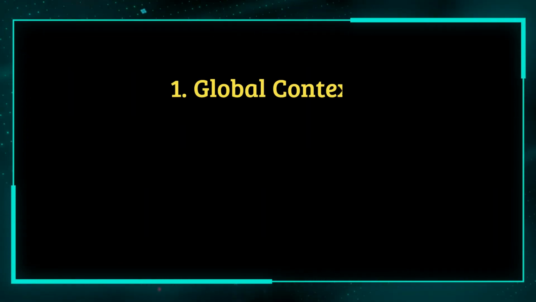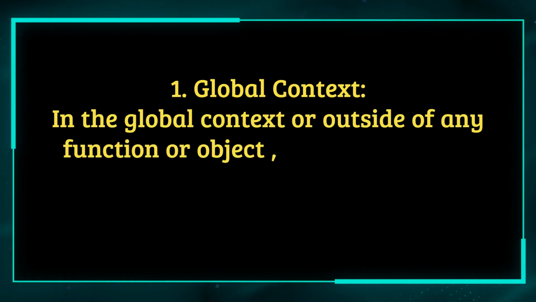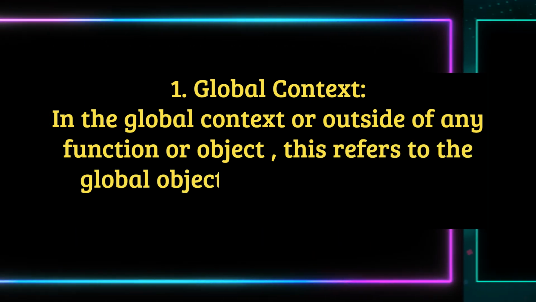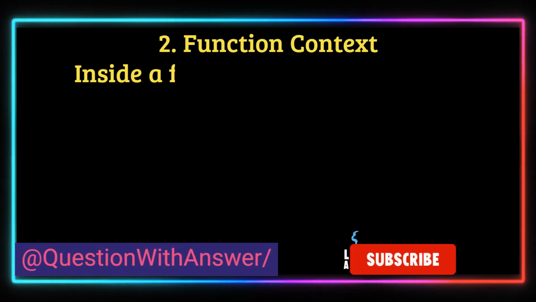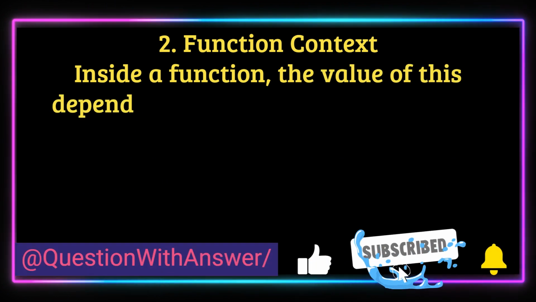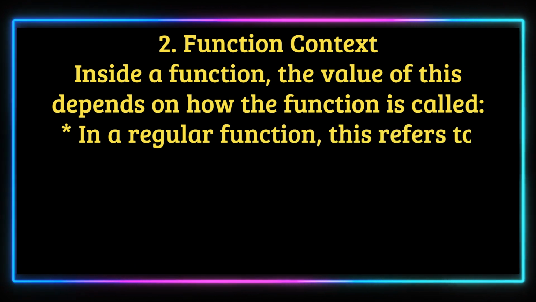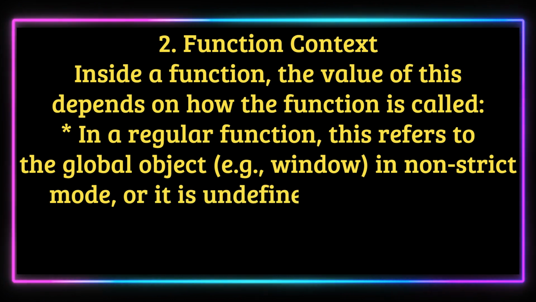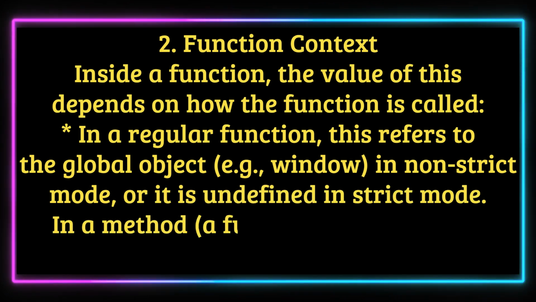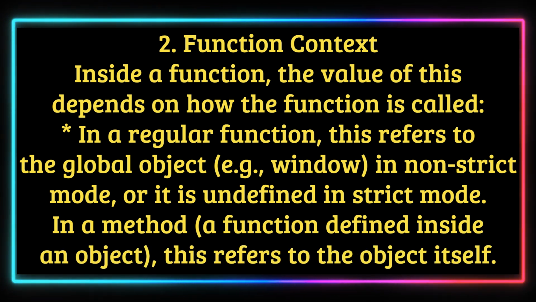1. Global context. In the global context, or outside of any function or object, this refers to the global object, which is window in web browsers and global in Node.js. 2. Function context. Inside a function, the value of this depends on how the function is called. In a regular function, this refers to the global object, for example window, in non-strict mode, or it is undefined in strict mode. In a method, a function defined inside an object, this refers to the object itself.